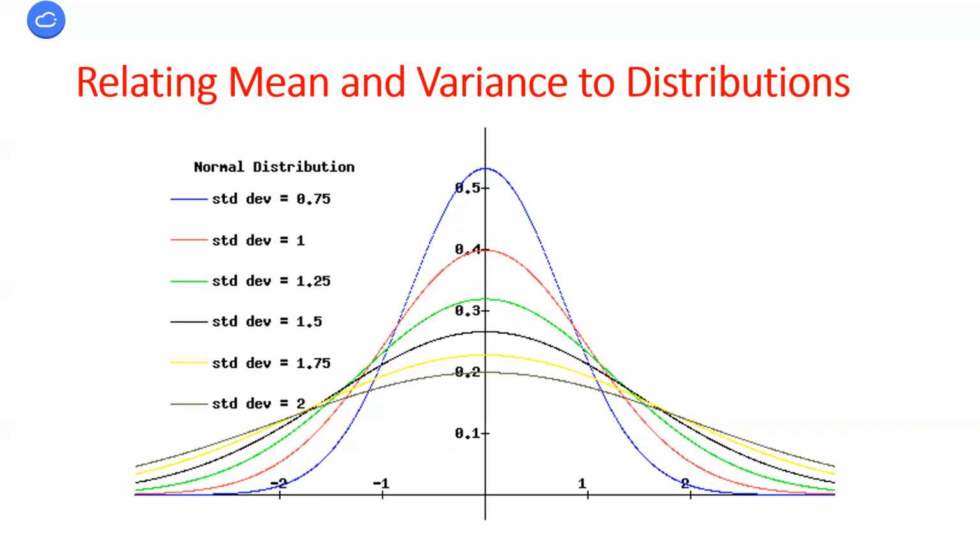This is a nice one that sets it up. The lowest standard deviation, or lowest variance, is this blue line. The highest is this gray line. You see that as we increase the variance or the standard deviation, we get a flatter and flatter distribution. Okay. So the mean shifts it along the x-axis, and the variance changes the height, or how spread out that distribution is.